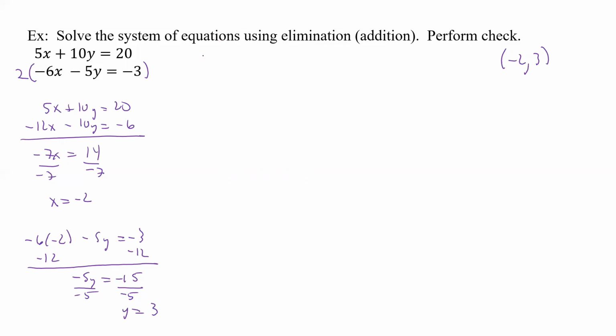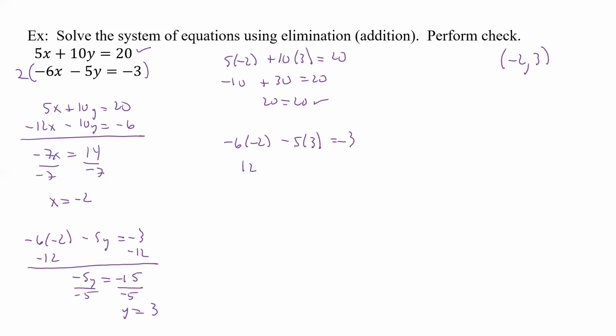All right, well, let's check. So we'll have 5 times -2 plus 10 times 3 is supposed to be 20. Well, that's a minus 10 plus 30 equals 20. 30 minus 10 is 20. So it checks the first one. Now the second one, minus 6 times -2 minus 5 times 3 equals -3. Well, that's going to be 12. That's going to be minus 15 equals -3. Well, that's going to give me -3 equals -3. So it works in that one.